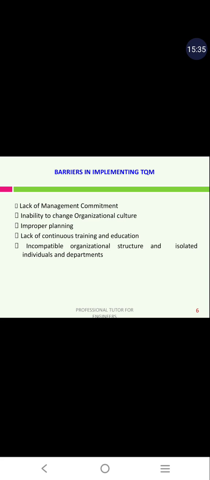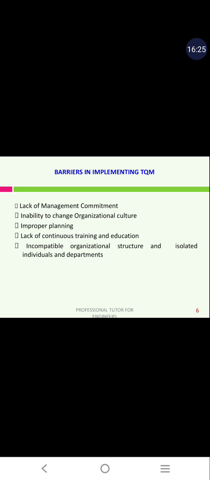So what do you mean by inability to change organization culture? Different managements will be having different ways in running the company or industry. Inability to change organization culture is every organization will have its own way of doing things. They may follow a different style, but that will not be suitable for implementing TQM. So this organization culture has to be reviewed, and they need to do readjustment according to the economic, social and technological realities. Then only you can implement this TQM successfully.